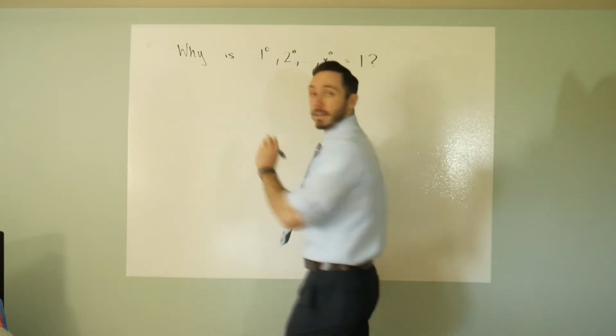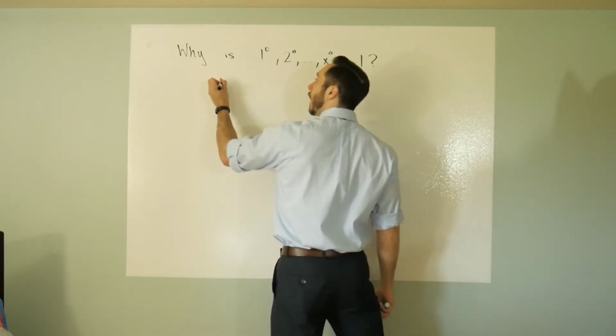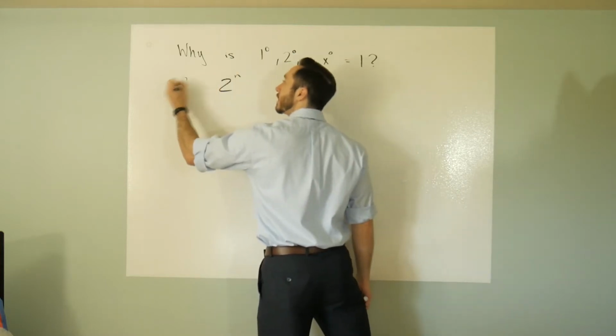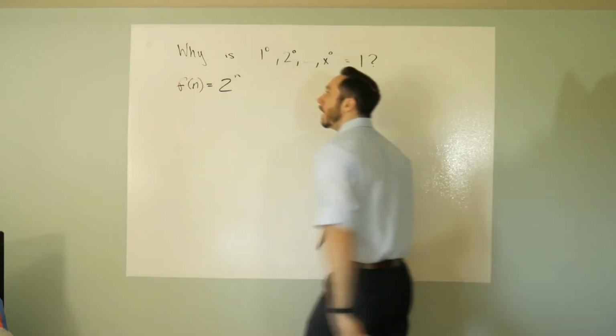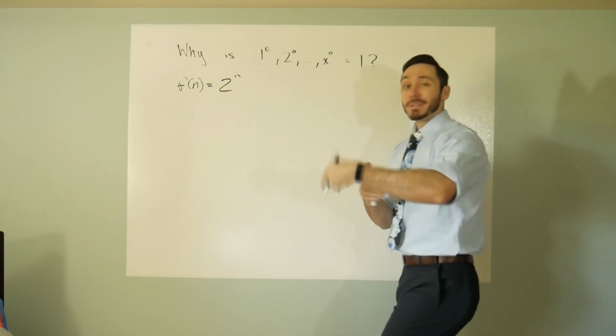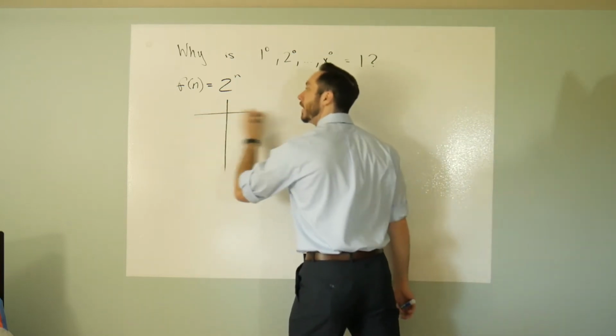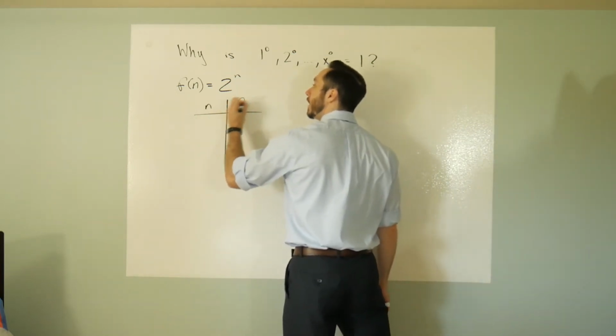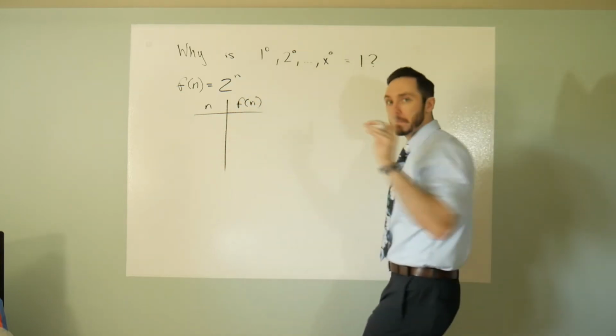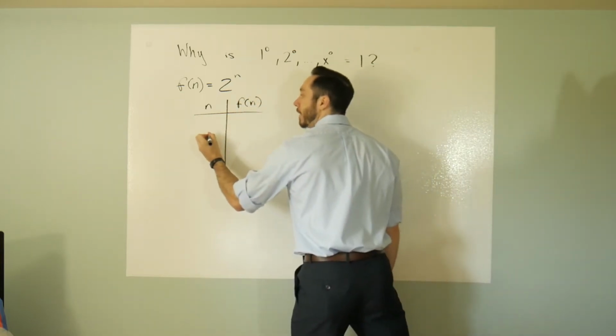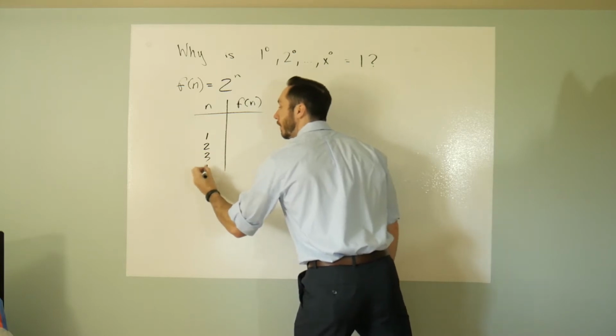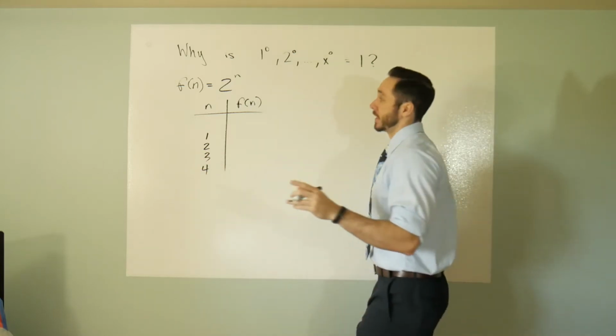So consider the following: 2 to the nth. We'll just consider it as a function, okay? Great exponential function, it means you're doubling every time. Making a table of that, so I'll write n and f of n. How about we start at 1, then we go to 2, 3, 4, see what shoots out every time.